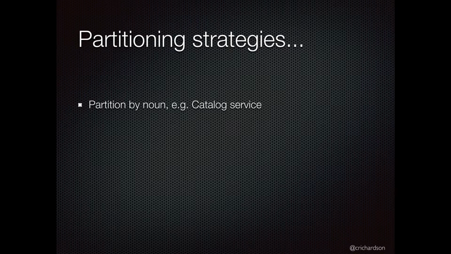So one approach is to partition by noun. So you define a service that's responsible for all of the operations on a particular type of business object. So you could say that the catalog service, which maintains product information, is an example of that, right? Anything to do with product information resides in the catalog service. And it would have a REST API for adding and updating products, searching them, retrieving them, etc.